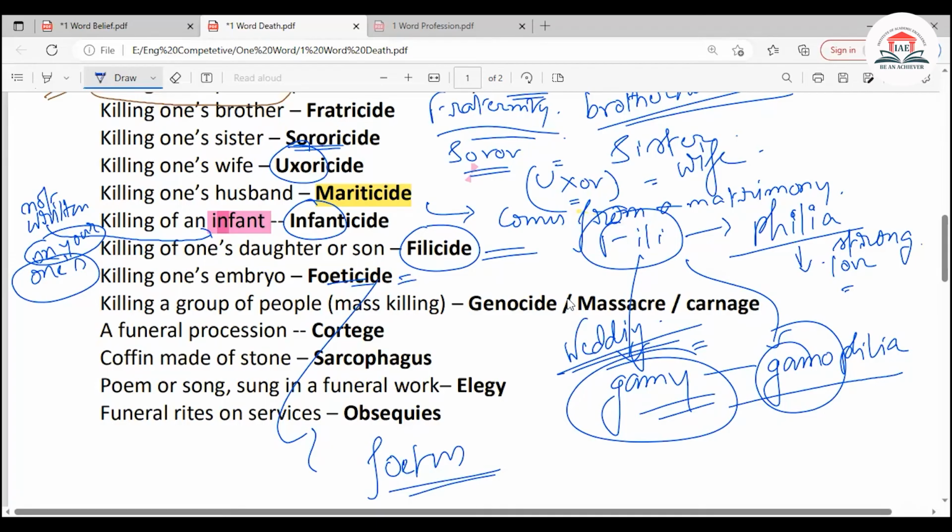Next, killing of a group of people, right? Mass killing, which we will call genocide.